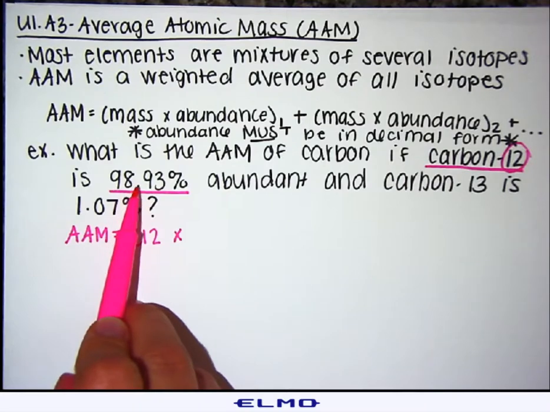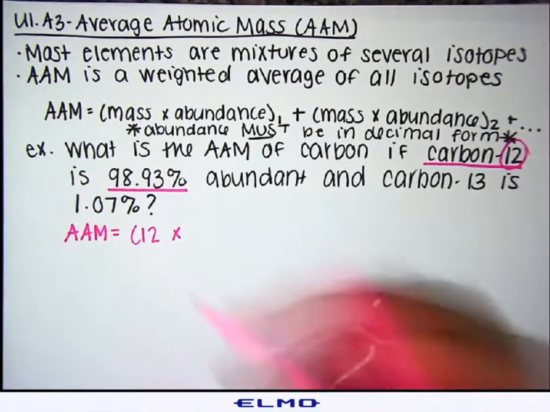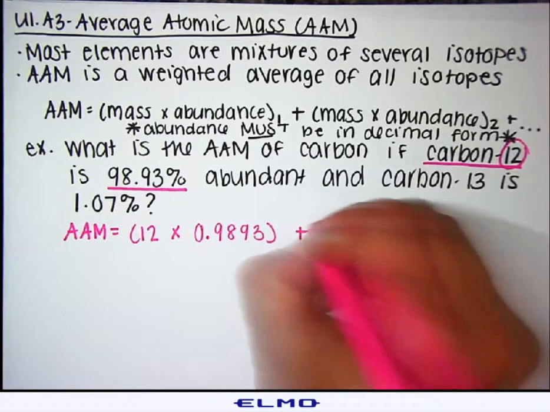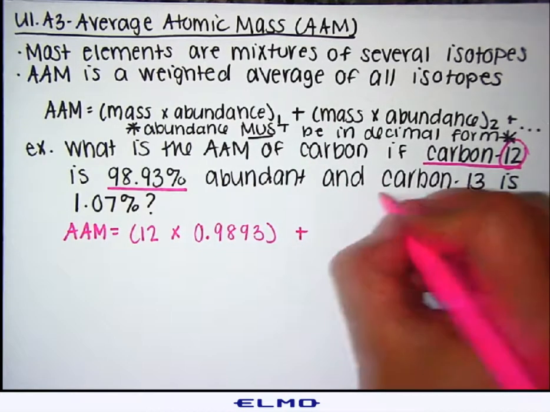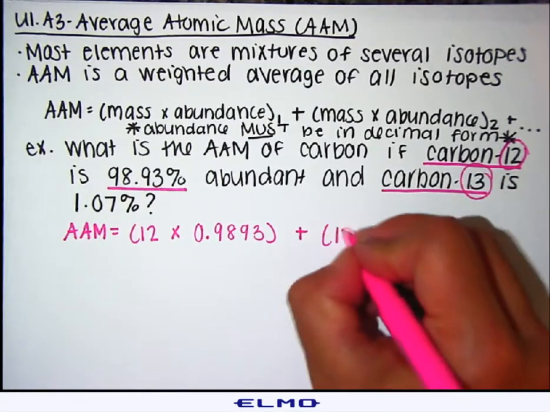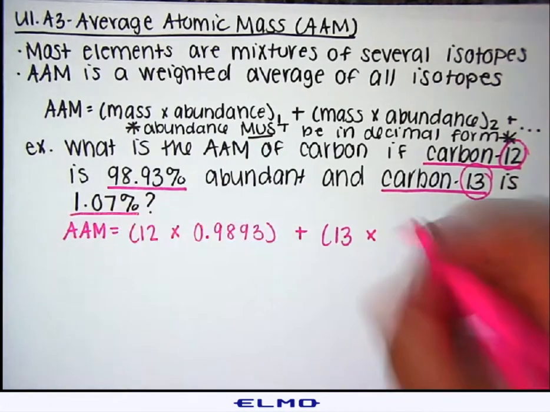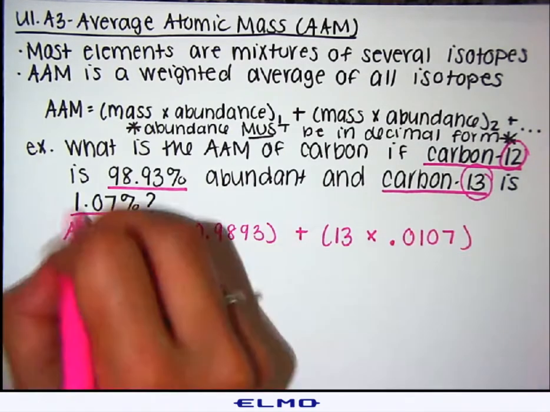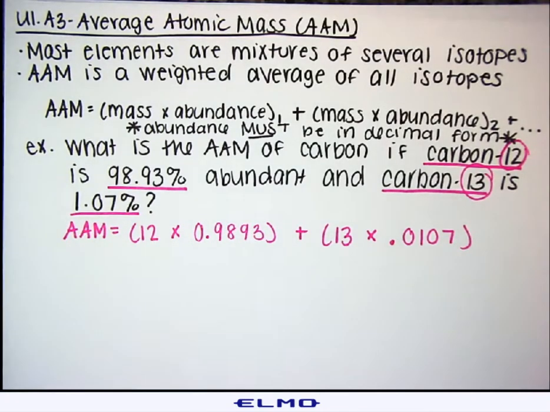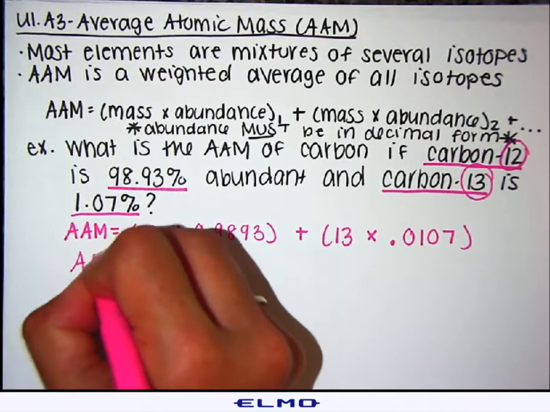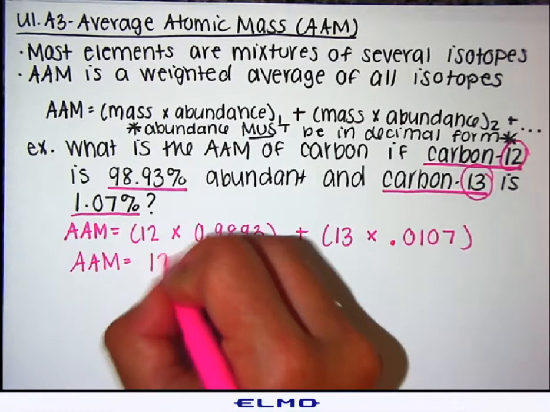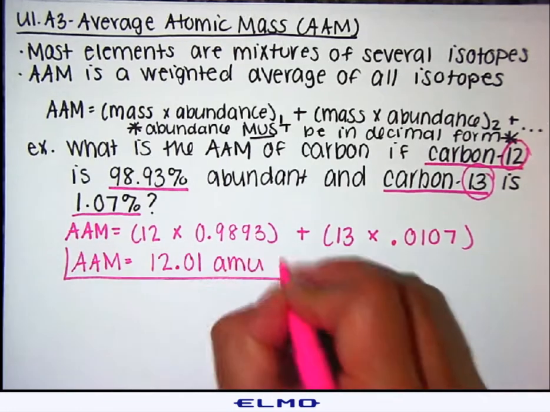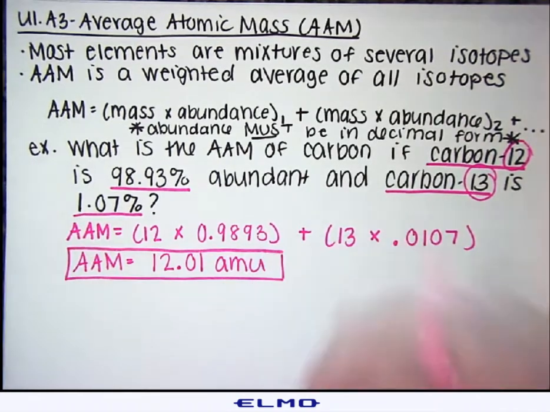So to get the number out of percent form, we're going to divide by 100 or move the decimal 2 places to the left. Plus the mass of the second isotope, which is carbon-13, times its percent abundance in decimal form. Make sure we're moving the decimal 2 places to the left. And then we can plug in our calculator and solve. Units: AMU, atomic mass units.